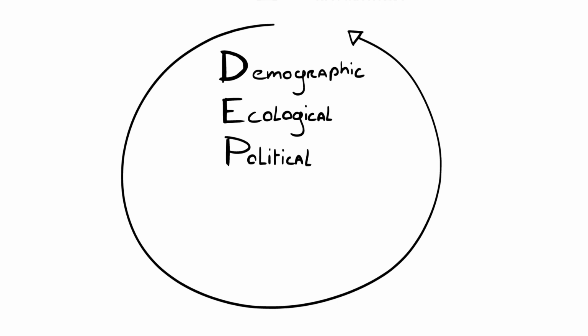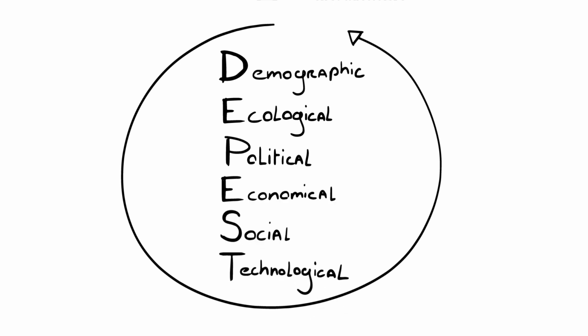To assist in the search for relevant trends outside the direct domain of a company, DPEST is a useful tool. Checking a specific research field for the demographic, ecological, political, economical, social, and technological trends helps to get a better knowledge of the company's macro environment. Let's look at some examples.